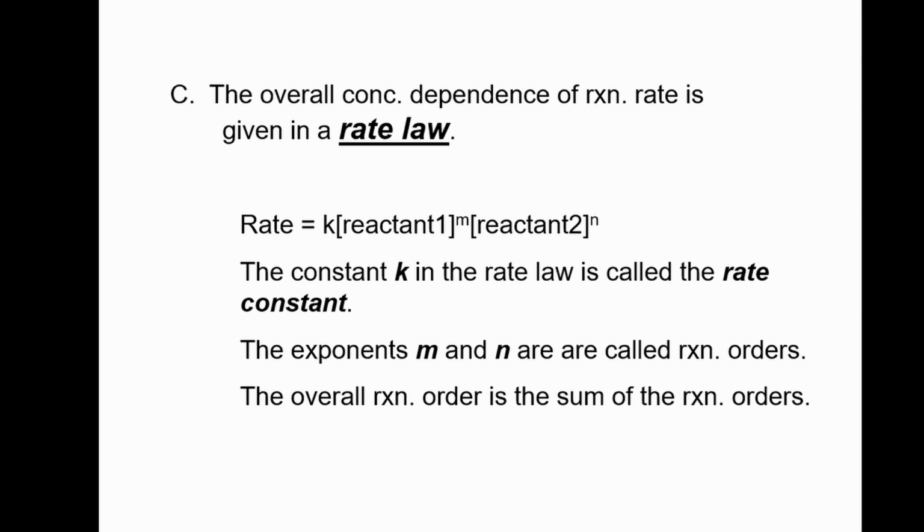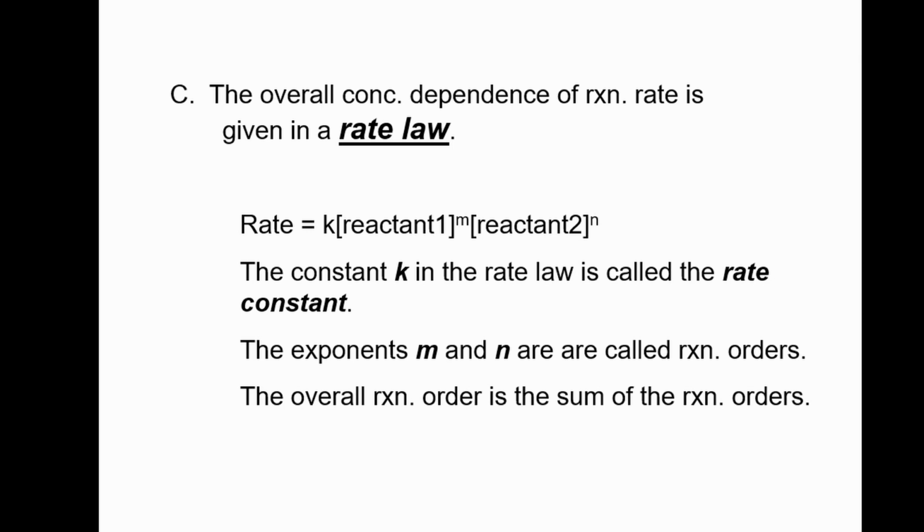The overall concentration dependence of reaction rate is given in a rate law. And it has this typical form. Rate is equal to some constant times reactant 1 raised to some power times reactant 2 raised to some other power. So that constant k, that's lowercase, is called the rate constant. The exponents m and n are called reaction orders. And the overall reaction order is the sum of the reaction orders.